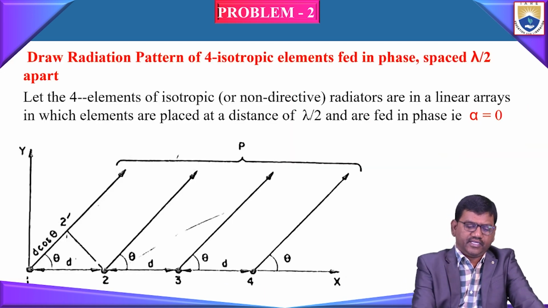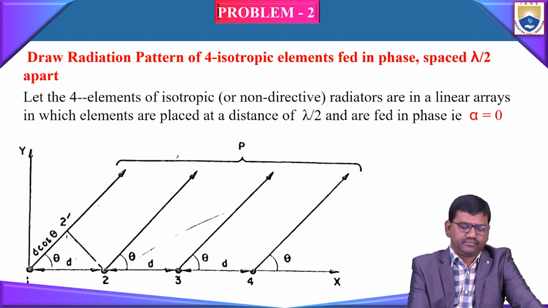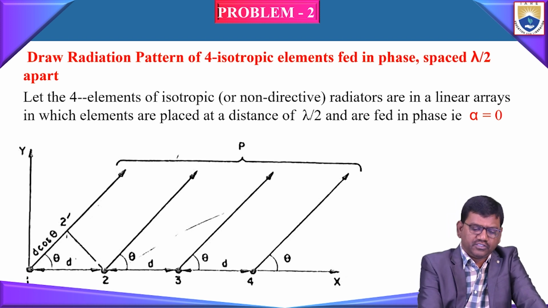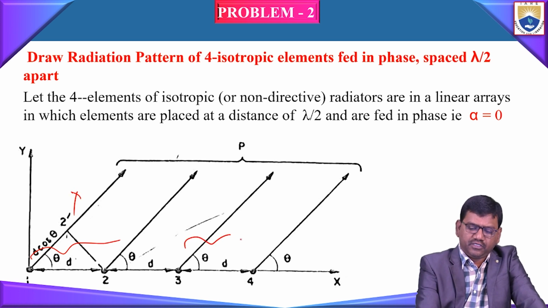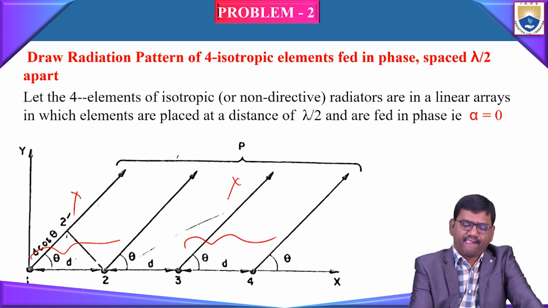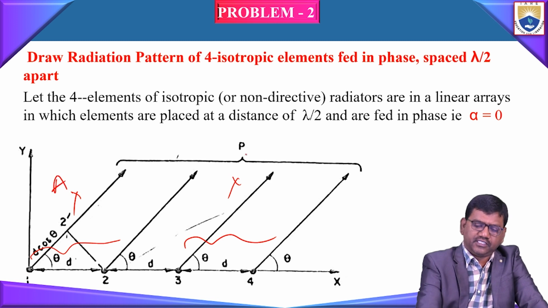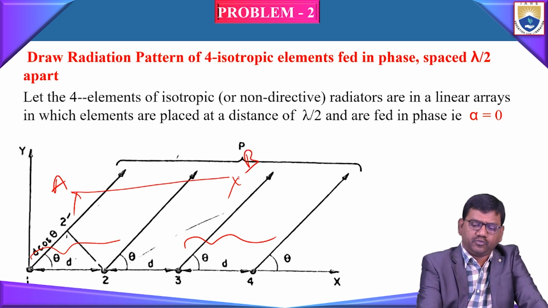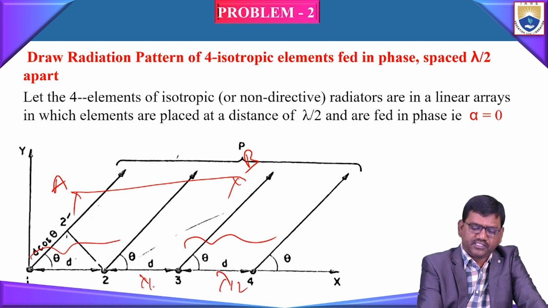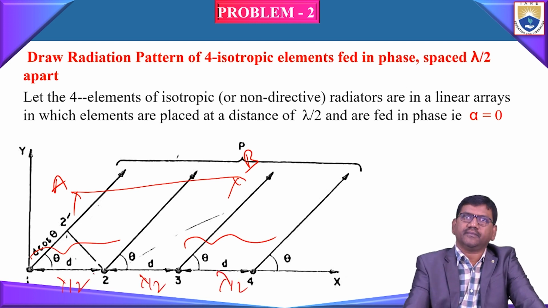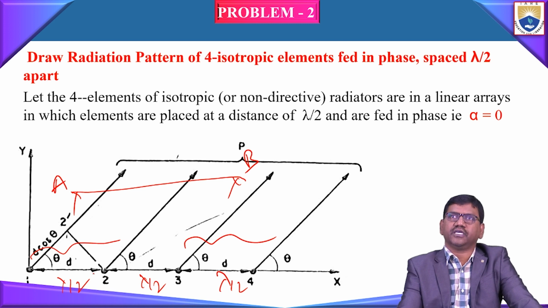So for the 4 elements we are taking here, we are going to combine these 2 elements as one unit pattern and these 2 elements as another unit pattern here. Assume this as A, assume this as B here. Let us join these 2 points here. So here the spacing is lambda by 2, here the spacing is lambda by 2, here the spacing is lambda by 2. So we need to draw the relation pattern of 4 isotropic elements, spaced lambda by 2 apart.